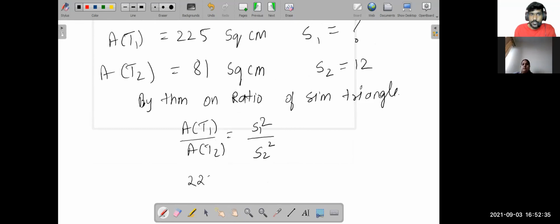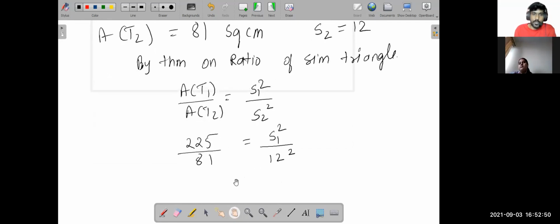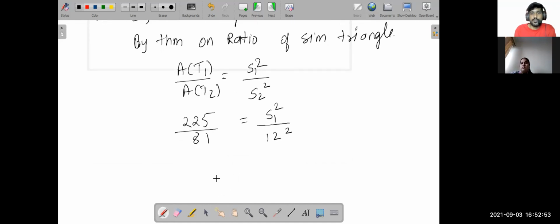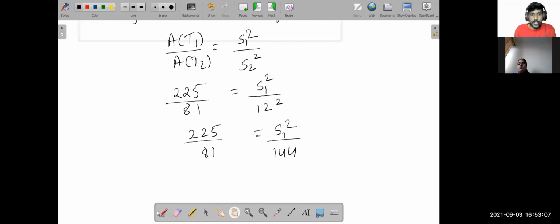This is 225 upon 81, S1 square, S1 you have to find out. S2 is 12. So 12 square. So you do the cross multiplication. So 225 upon 81 is equal to S1 square upon 144. Okay, 12 square is 144. Now do the cross multiplication. So S1 square is equal to 225 into 144 divided by 81.